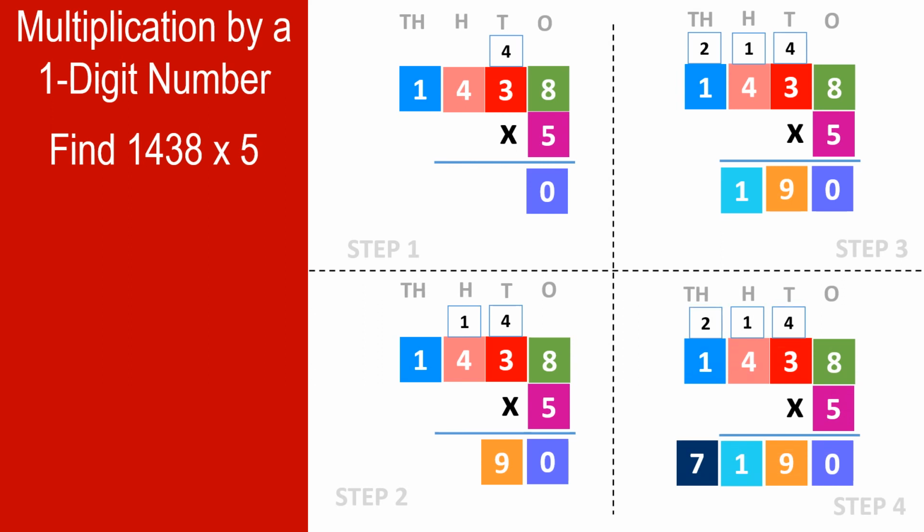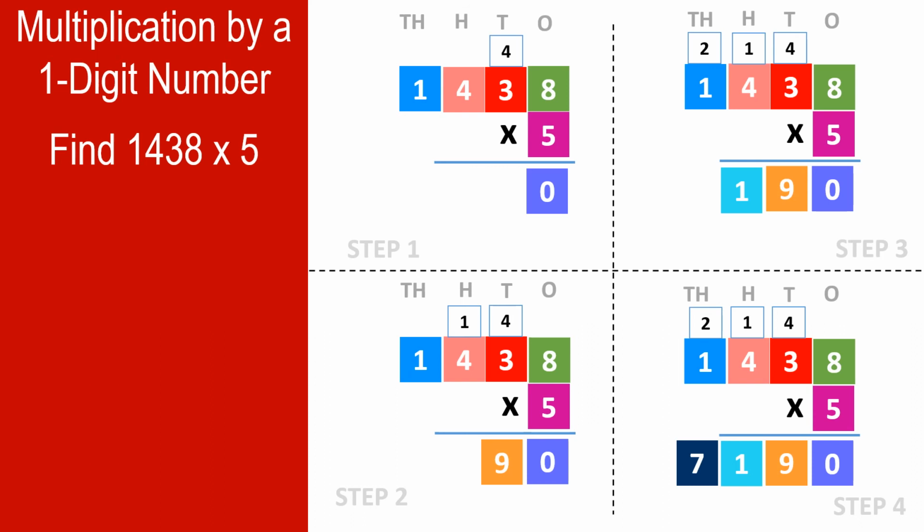So we have already multiplied the ones place, the tens place, the hundreds place. Now we will multiply the thousands place. So which number is there? 1. So what we have to do? 5 multiplied by 1. 5 ones are 5, and 5 plus 2 is 7. So 7 we will write under the thousands place.